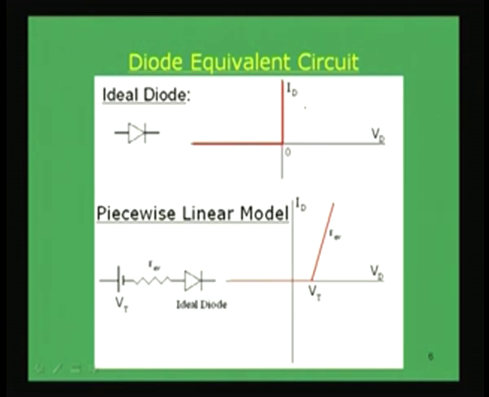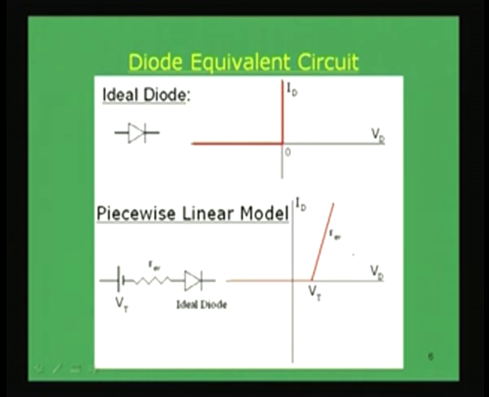The other model which we have just now found is the piecewise linear model. In this case, the current will be totally 0 up to the cut-in voltage V T, that is the threshold voltage, 0.7 volt for silicon, and then it will rise, and the rise of this current will be determined by the slope, that is the average resistance, which is the reciprocal of the slope. So, the current will rise as per the slope given by this average resistance. So, this is the piecewise linear model. This is the second model.